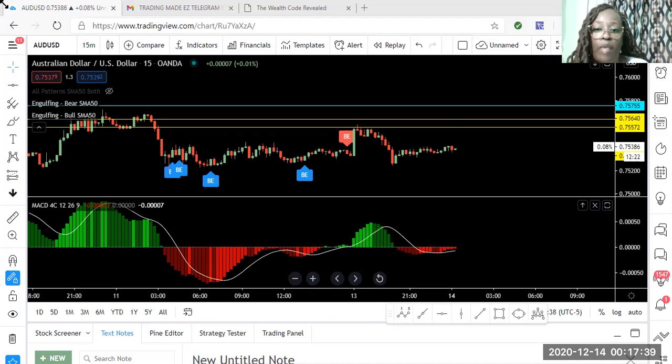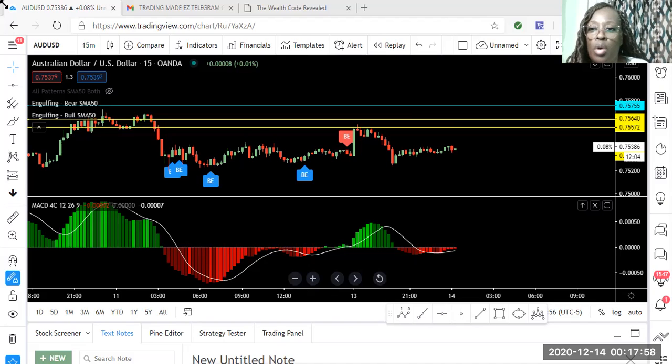Okay? And we got a nice gap too. So this gap will be filled. That's the market's agenda, to fill the gap, right? So in order to fill this gap, it needs to rally up and come back down without a gap, okay? So everything is looking good.